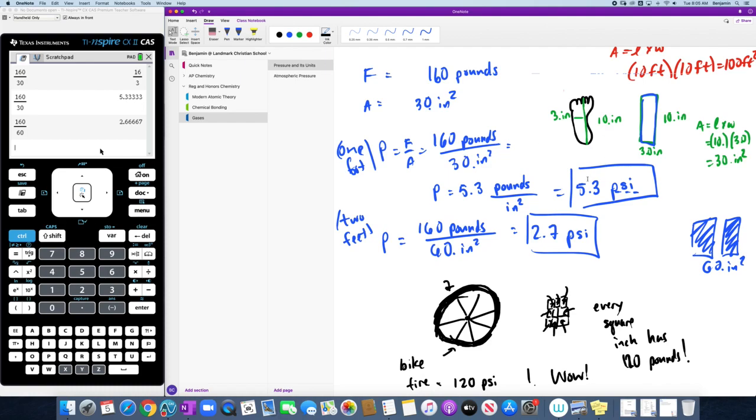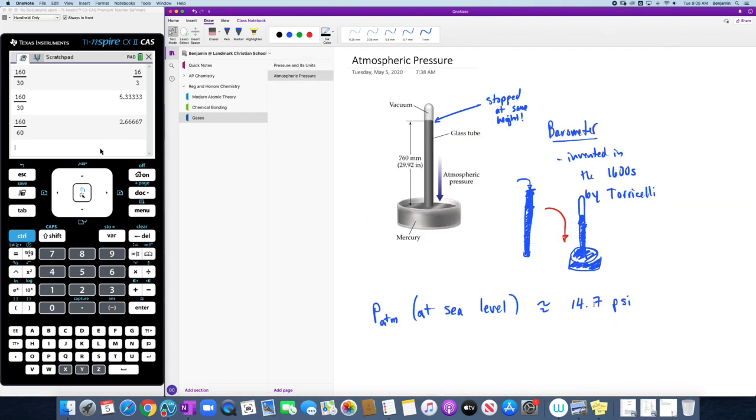160-pound person standing on your back. If the person weighed 320 pounds, that would still only be about 10 psi. Okay? All right, so a 320-pound person standing on your back on 1 foot, that's only about 10 psi. Okay? So the atmosphere is actually kind of like a 400-pound person standing on 1 foot on your back. That's crazy. This is the same pressure.